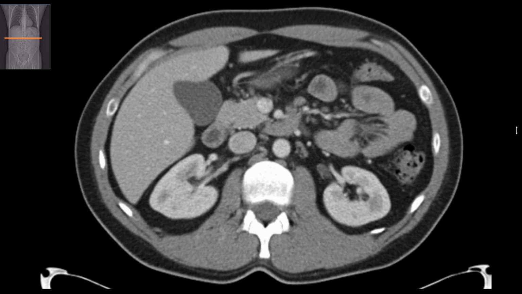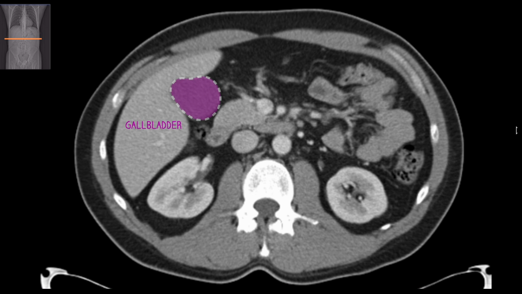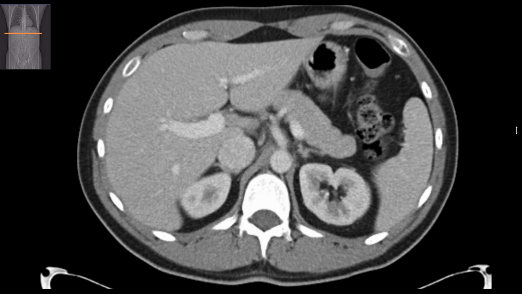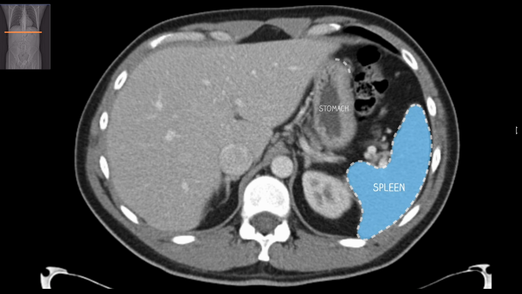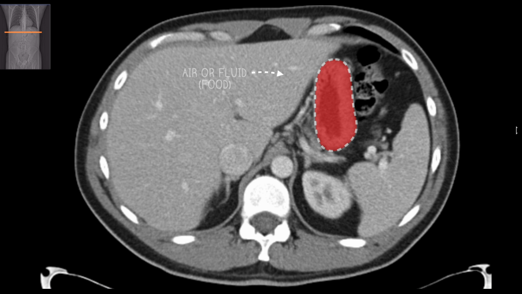Just below the liver, you'll see the gallbladder. On the left side of the body, there's the spleen and the stomach. The stomach is usually easy to spot. It often contains air or fluid, which makes it appear darker than the surrounding tissues.